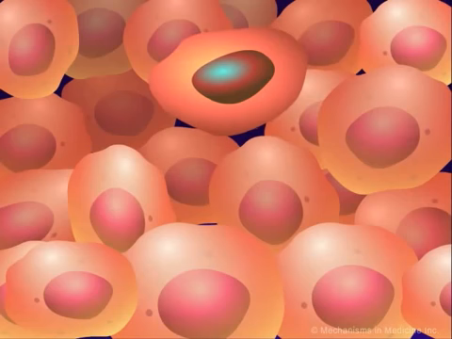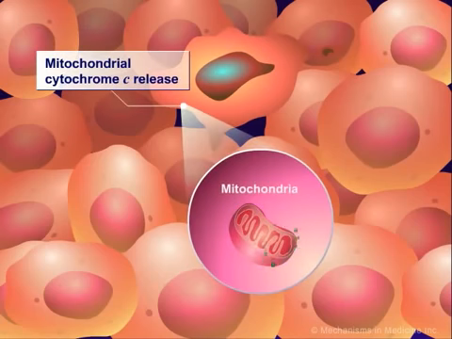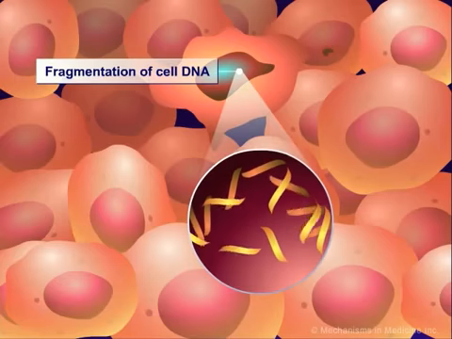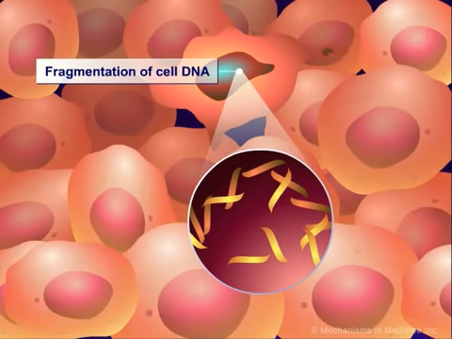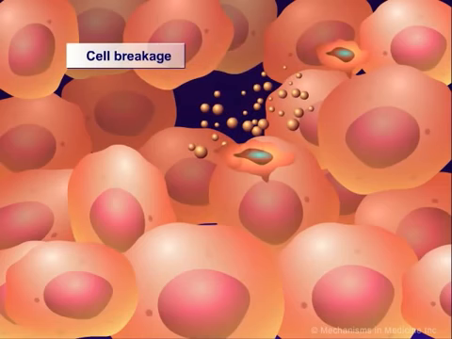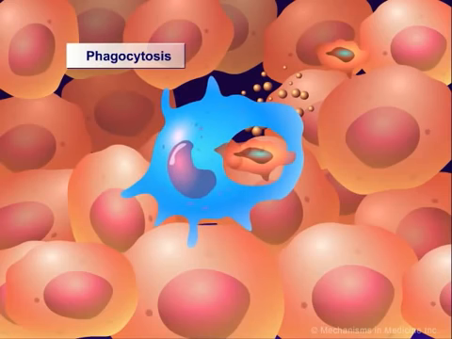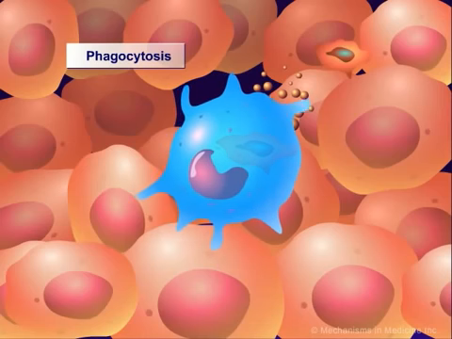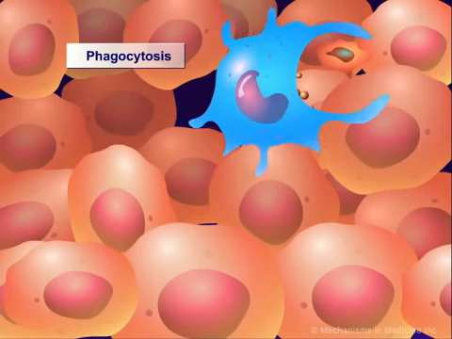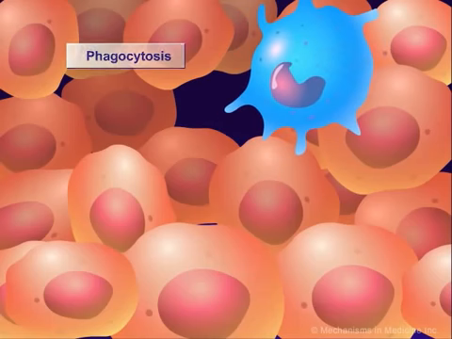Apoptosis is characterized by changes such as cell shrinkage, mitochondrial cytochrome C release, fragmentation of cell DNA into multiples of 180 base pairs, and the ultimate breakage of cells into small apoptotic bodies, which will be cleared through phagocytosis. Phagocytosis is a process where cells take in cell fragments or microorganisms in membrane-bound vesicles. The vesicles fuse with lysosome-containing proteases, and the engulfed material is processed for recycling.